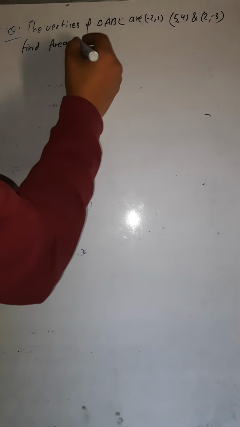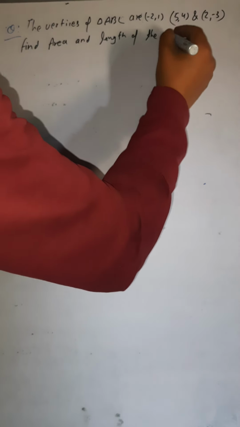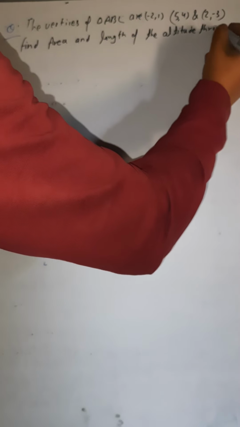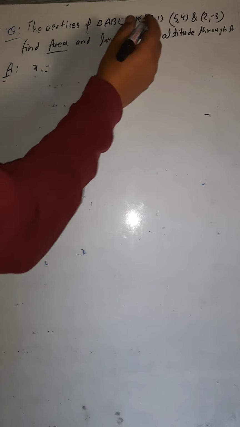Find area and length of the altitude through A. Means through A you have to find out the length of altitude also. First you have to find out the area, then after you would find out the altitude also. So let's find out the area, because you have the formula for finding out the area. For finding out the area of the given vertices, first you would write the given values. Then we would apply here the formula. So x1 is how much? -2.